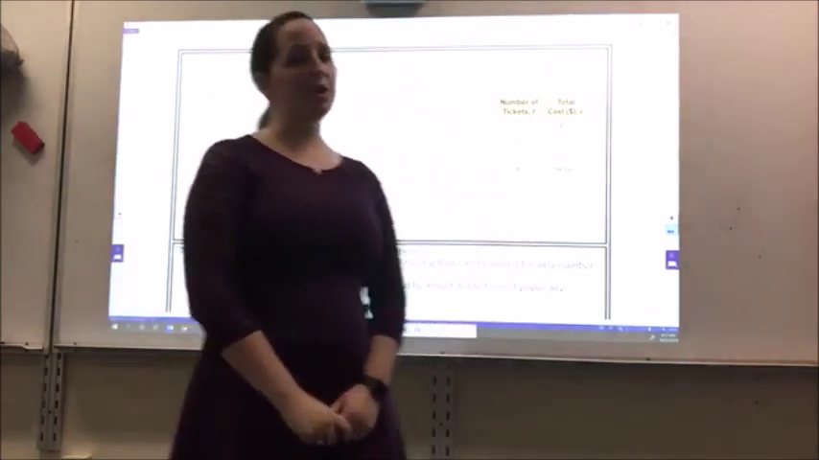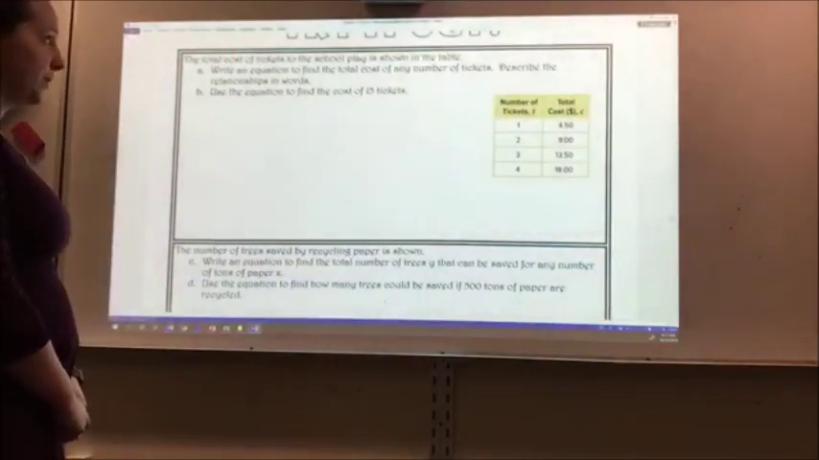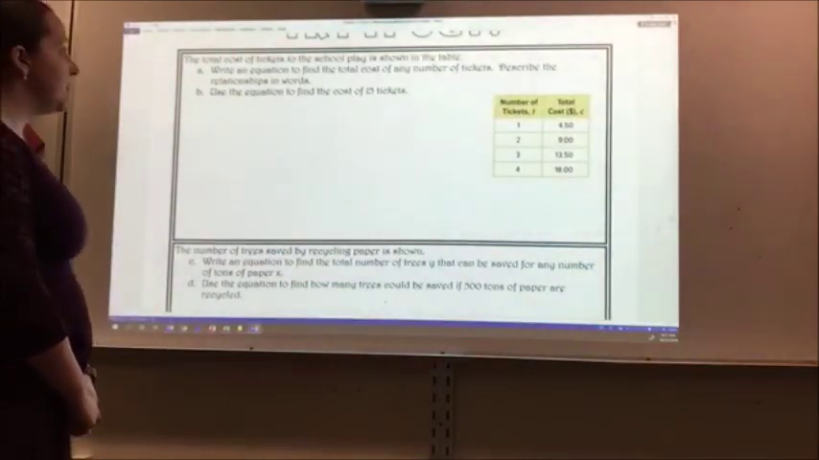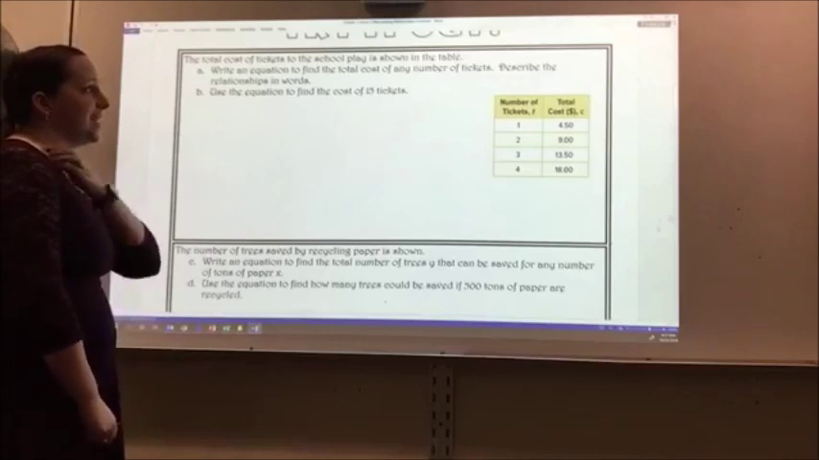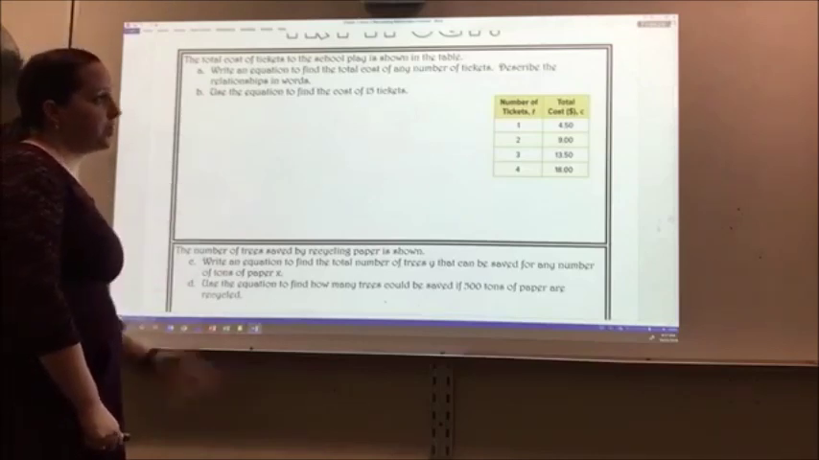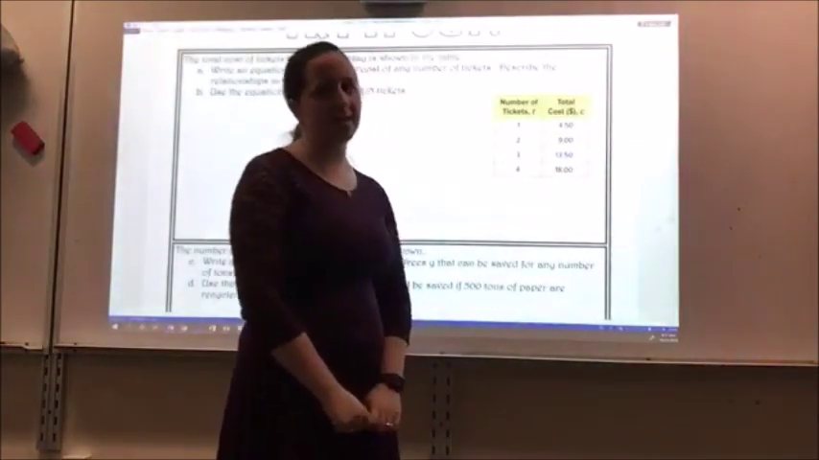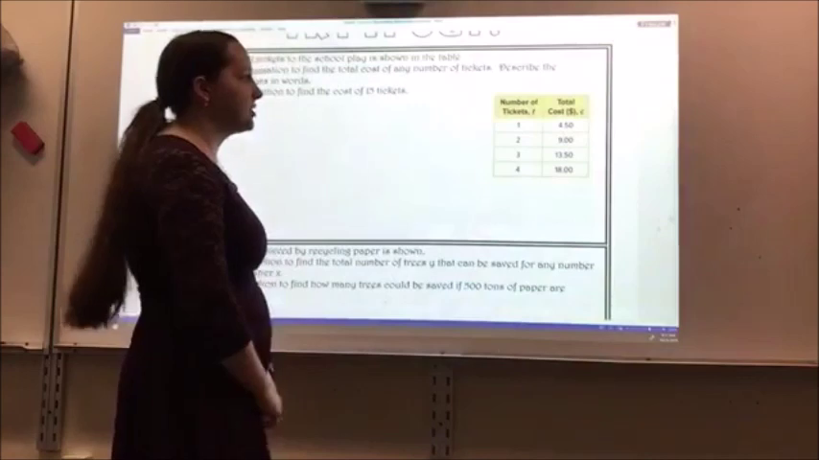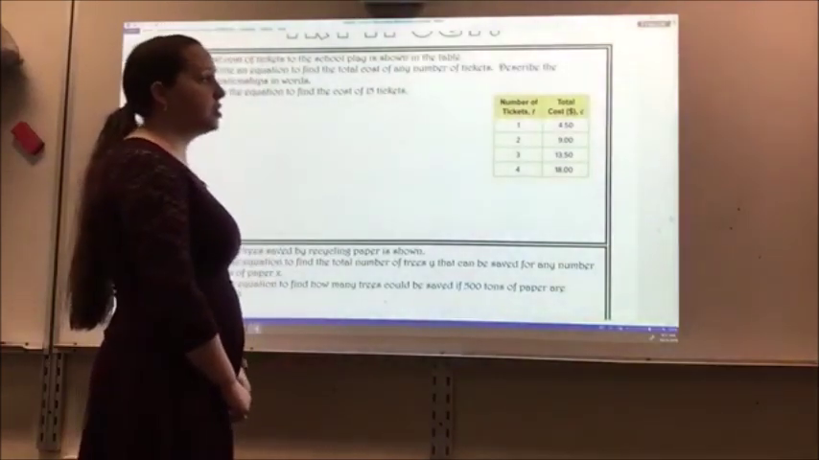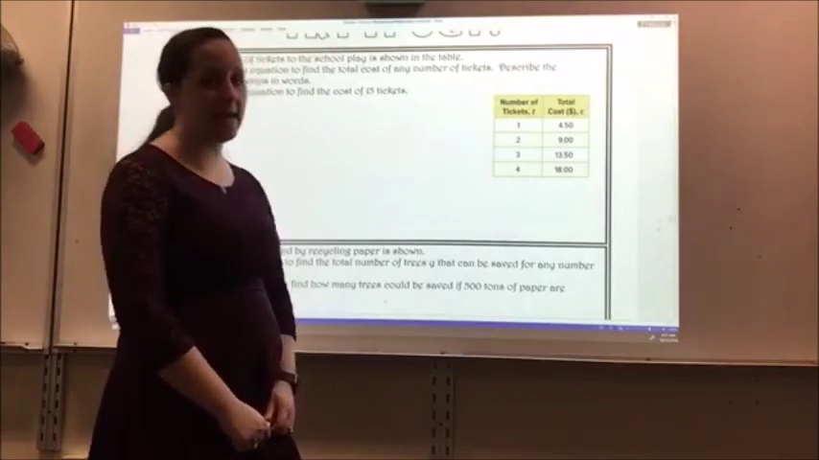So, for the first try-it problem, the total cost of tickets to the school play is shown in the table. Write an equation to find the total cost of any number of tickets. Describe the relationship in words. So, the first thing I want to do is look at my cost for my tickets. For one ticket, it costs $4.50. Two tickets is $9. 3 is $13.50, and 4 is $18.